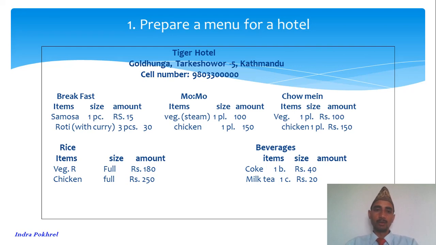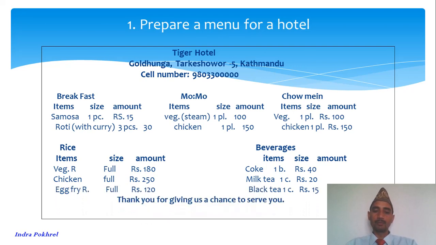So this one is the second part, and what is the third part we discussed? That means the thank you sentence. You can put here, thank you for giving us a chance to serve you. Please visit again. This one is the last one. So now you can easily design the menu. You have to focus on the three parts only. First, the topic. Second, the food items, and third, the closing sentence.